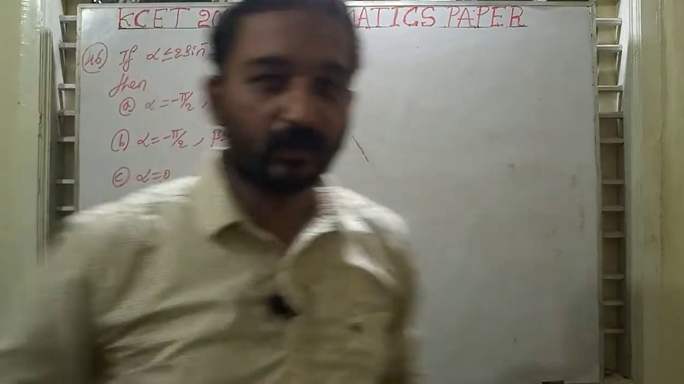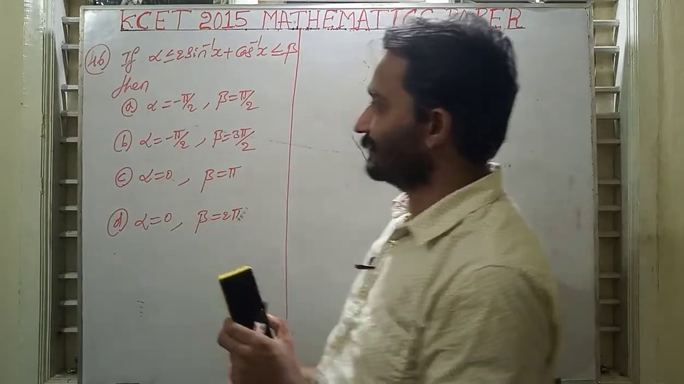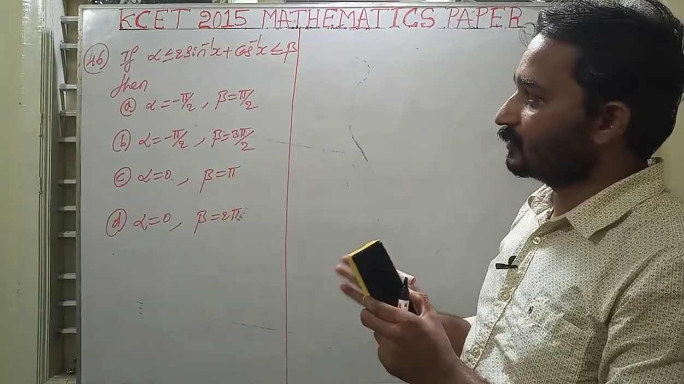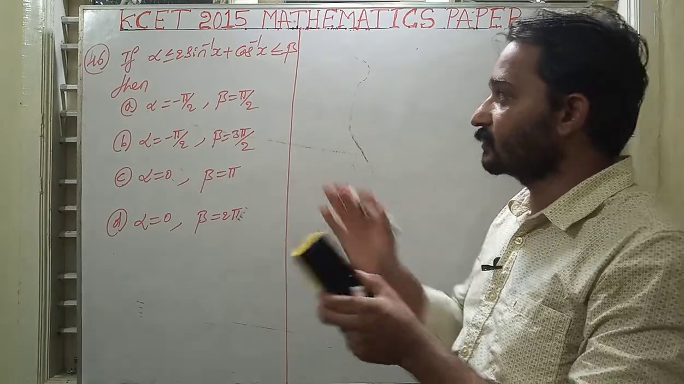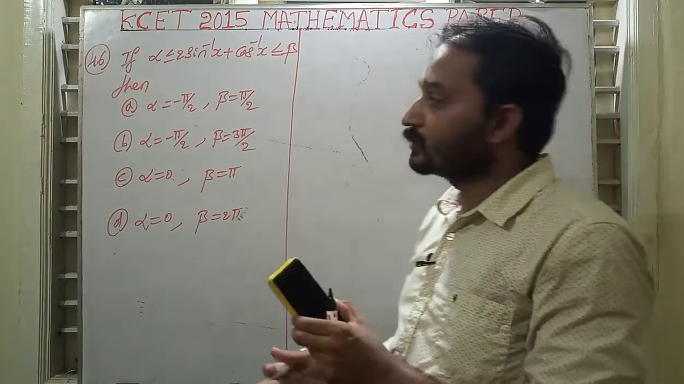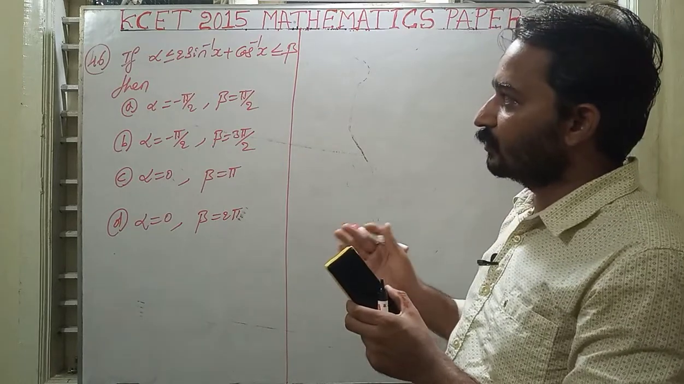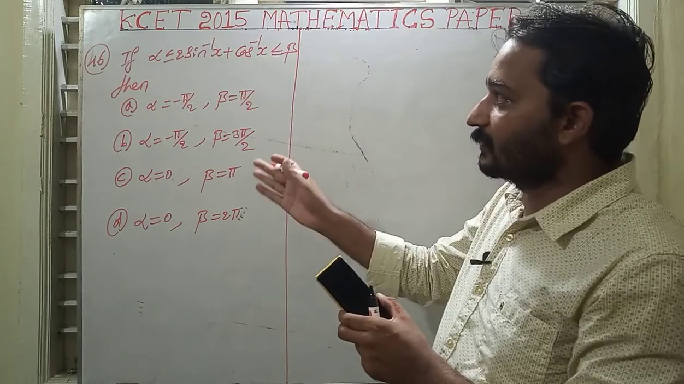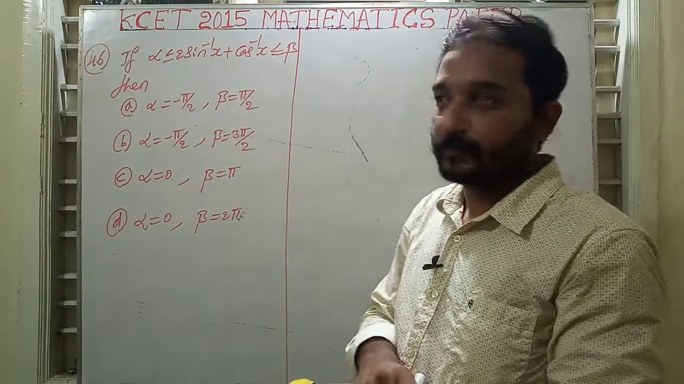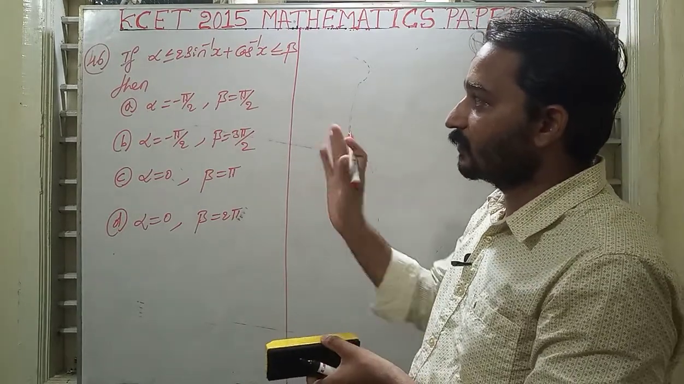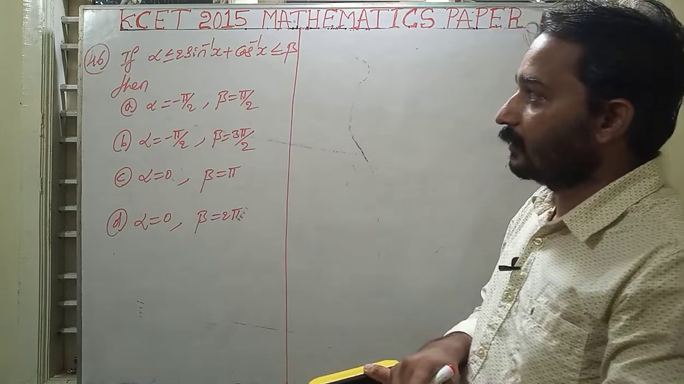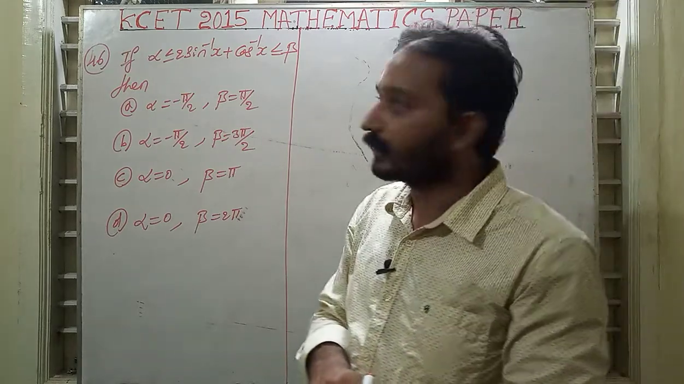So now let us move on to the next question, question number 46. Let us see the question. This question is based on the chapter inverse trigonometry, particularly it belongs to the second year chapter. Usually they ask 1 to 2 questions on this chapter in KCET. So this is the second question. Already one question is over on the chapter inverse trigonometry.